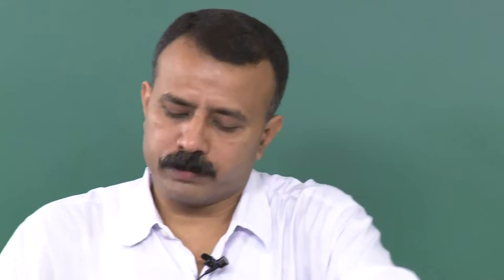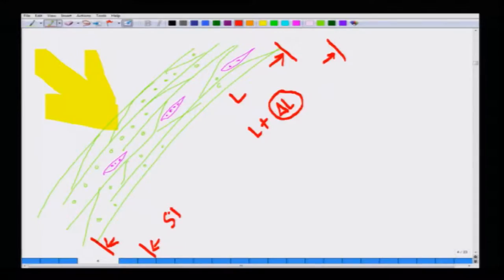Delta is the deformation which has taken place in the muscle. The muscle is stretched now, you know, stretched condition. Now, at this stage what will happen?